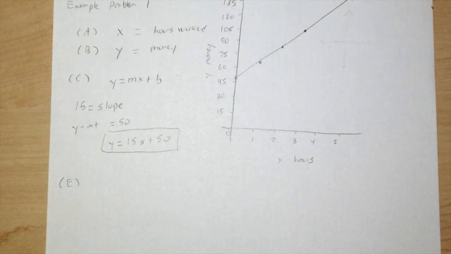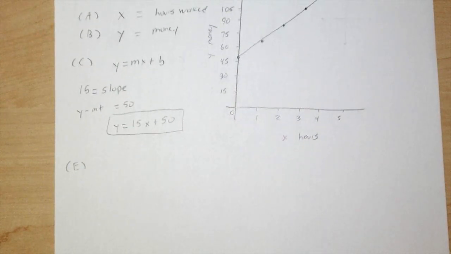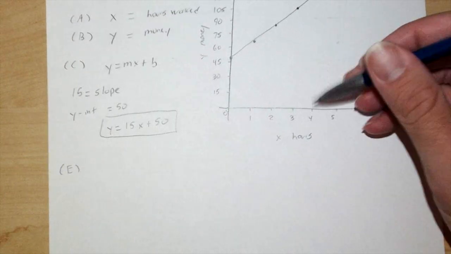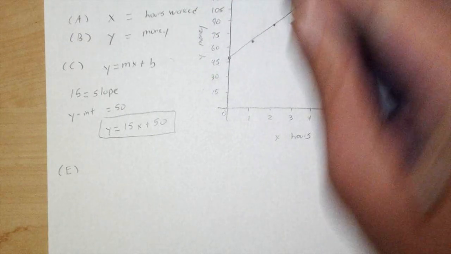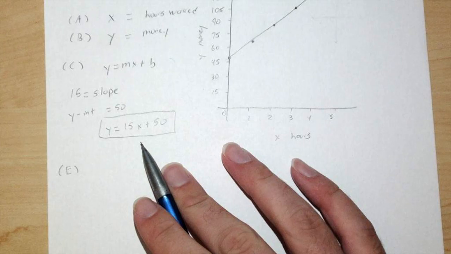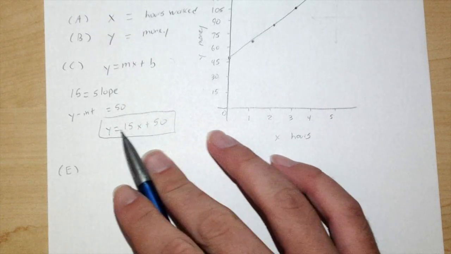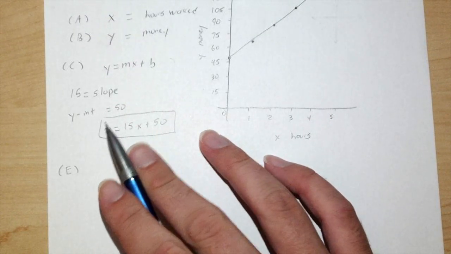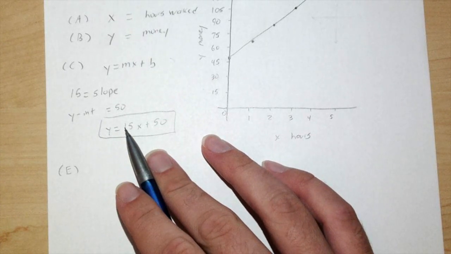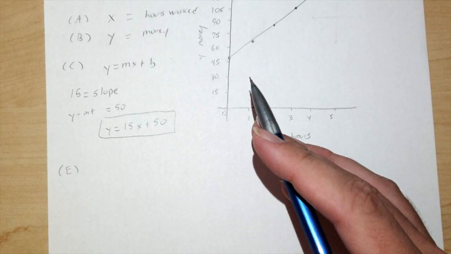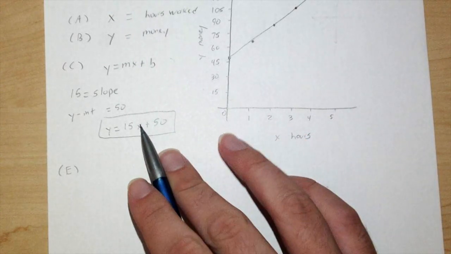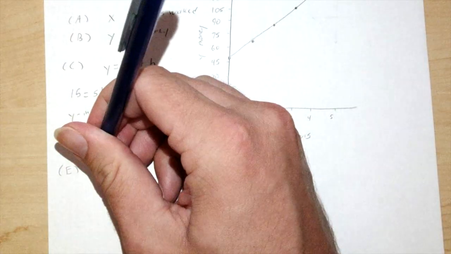So it says E is how much money will you have if you work for 4 hours? Okay, so we could look at the graph and make an estimate, and depending on how accurate our graph is, it could tell us. But what's even better is we can just use the equation. Okay, remember that this is just saying that the amount of money you have is equal to 15 times the number of hours you work plus 50. So if it's saying how much money will you have if you work 4 hours, let's just plug in 4 here, okay?